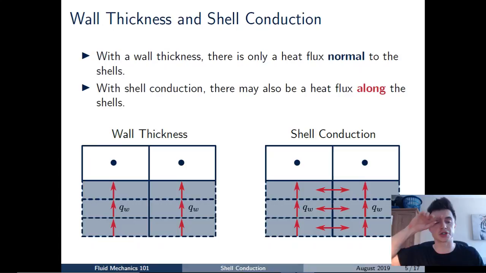However, with shell conduction, there may also be a heat flux along the surface of the shells. So if we're thinking about our boundary and our fluid, shell conduction allows heat to also be transported along the surface of the wall. And that's the key conceptual idea that you need to think of when choosing shell conduction over a wall thickness. Now we're going to have a little look at the mathematics and the theory, starting with wall thickness because it's simpler.